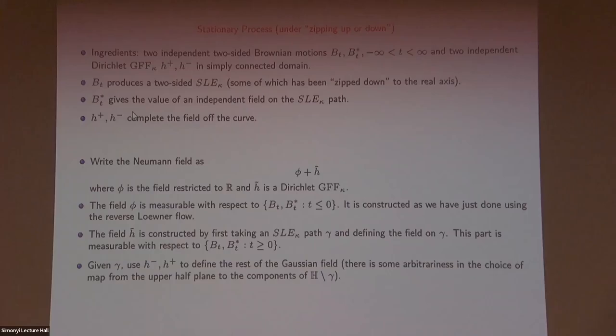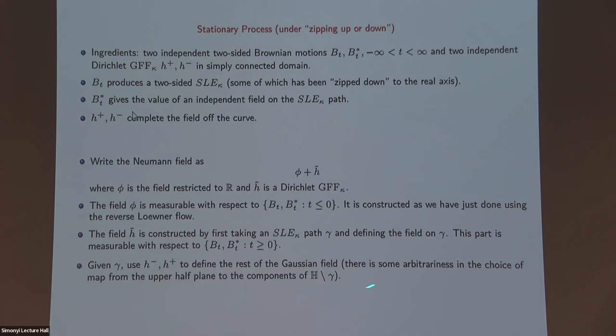And if you wanted to do a stationary process, if you wanted to sort of go all the way up and get a stationary process, we could start with two-sided Brownian motions and a little bit of extra things, to fill two extra GFFs. And what we do is, we let BT produce a two-sided SLE kappa. Think of a two-sided SLE kappa as doing SLE kappa, and then the rest of it is going to go up. BT star gives an independent field on the SLE kappa path.